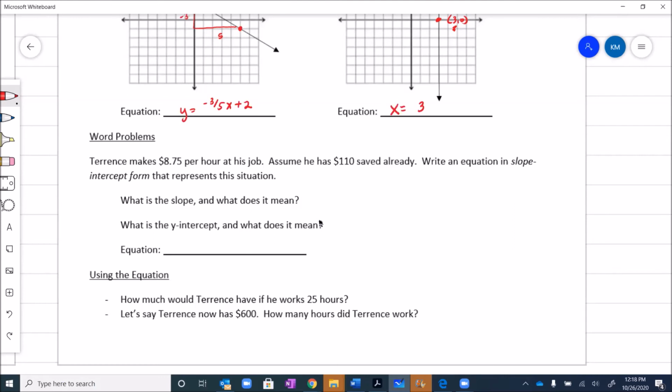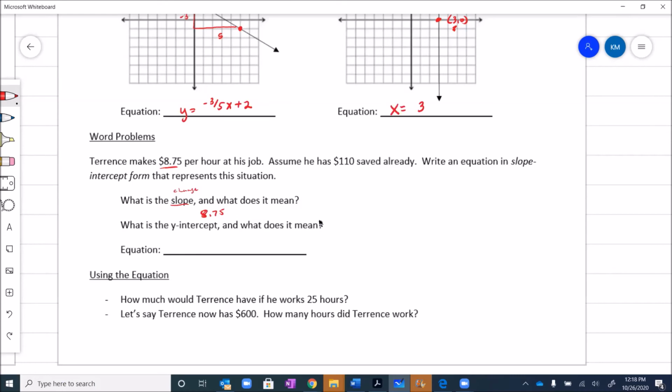What does this mean? Remember that slope is change. Okay, how is this changing? His change is $8.75, because every hour, he makes $8.75 more. Okay, and so I've said that out loud. What does it mean? Each hour, his money that he has increases by $8.75.